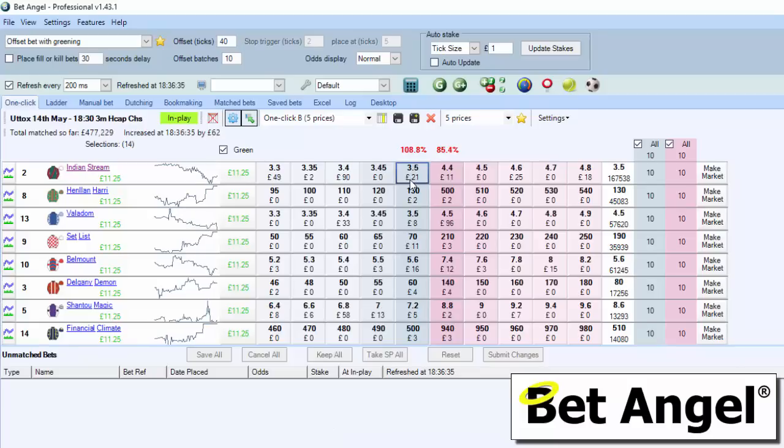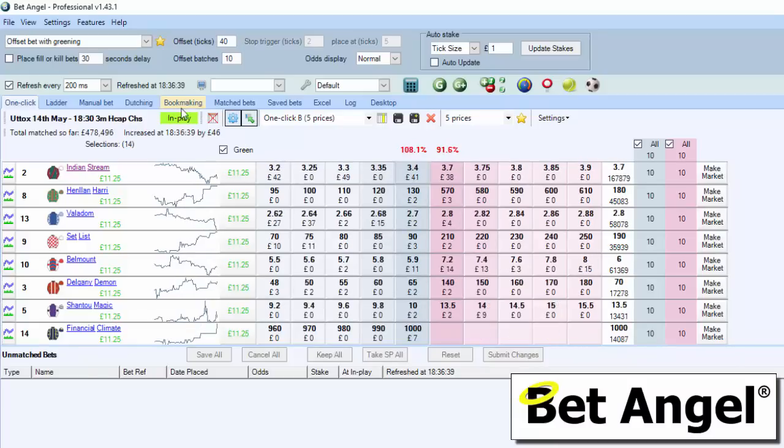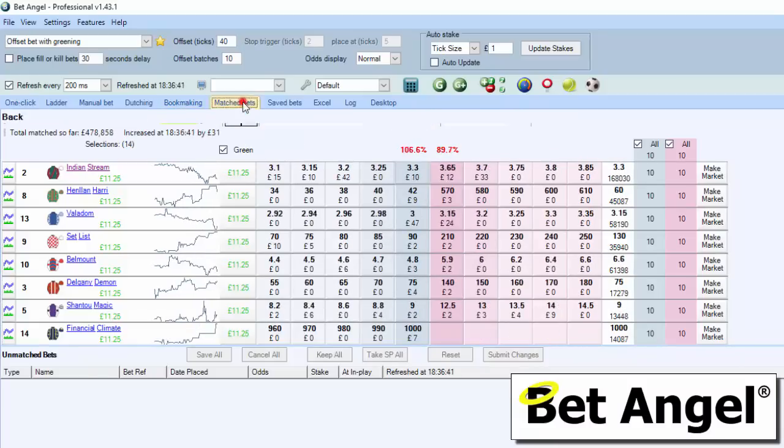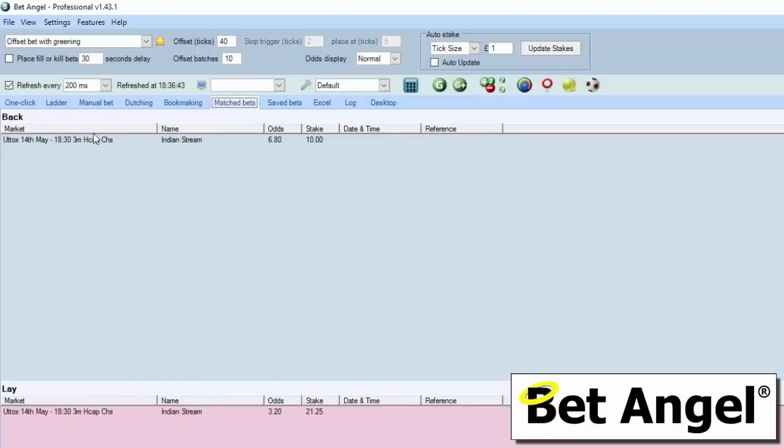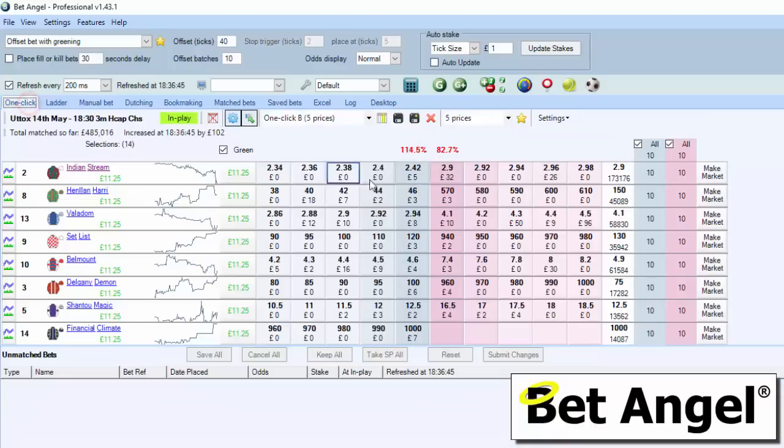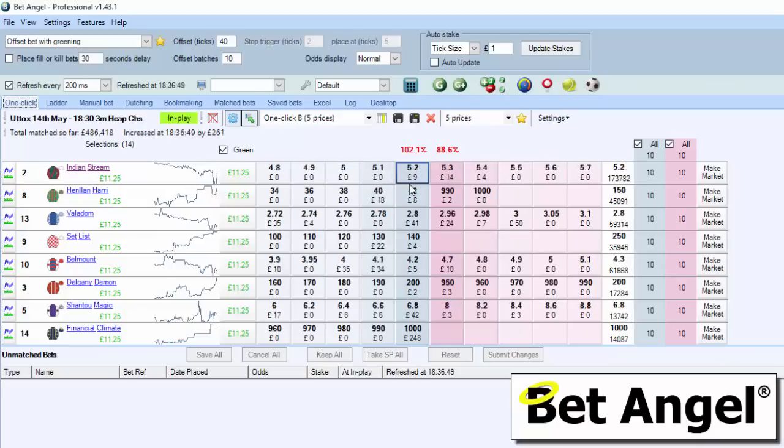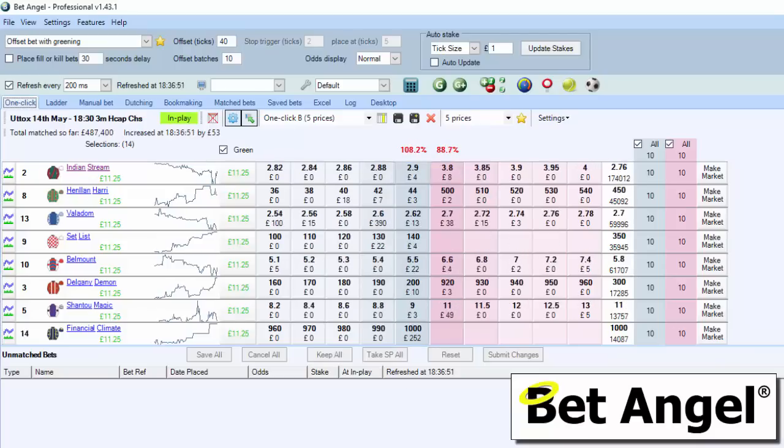But what we'll do is we'll keep watching this race and see what happens. We wanted to get matched at 3.2, I think it was. Let's just check on our matched bets tab. Yeah, it was 3.2. And you can see the price is getting a little bit shorter at the moment. But even at these odds, he's only got sort of 50% chance of winning.